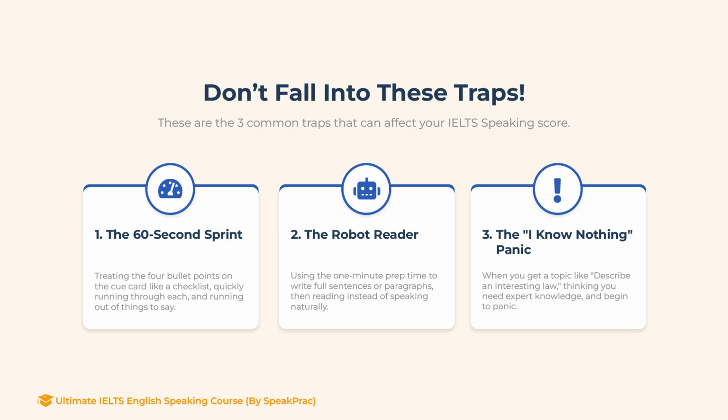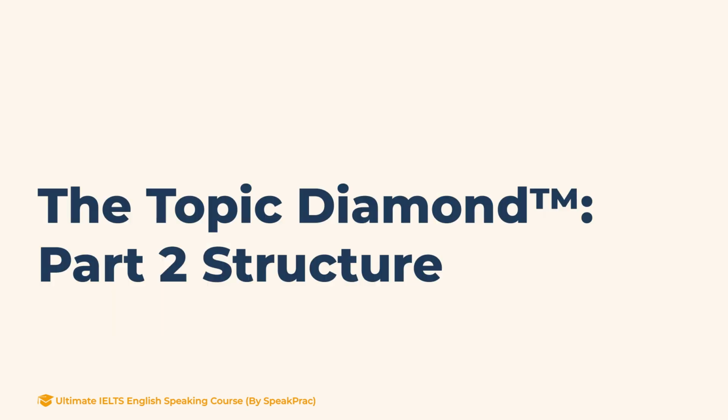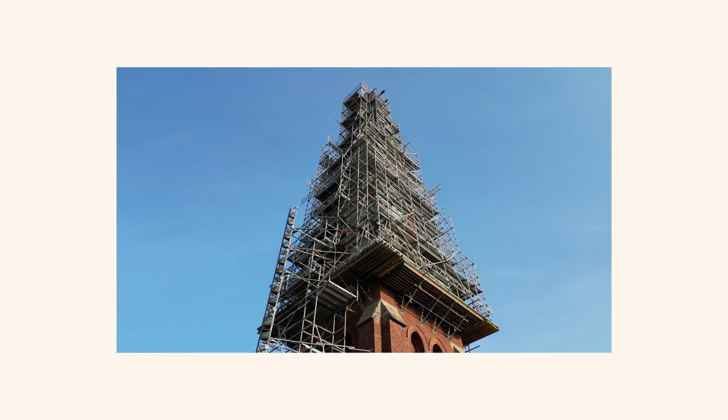So how do we avoid all these traps and turn your 2-minute spotlight into a masterful performance? We need a better system, that's for sure. The topic diamond, your ultimate IELTS speaking part 2 structure. This is where we change the game. I want you to stop seeing those bullet points on the card as a cage that you have to stay inside. Instead, I want you to see them as the scaffolding, not the cage.